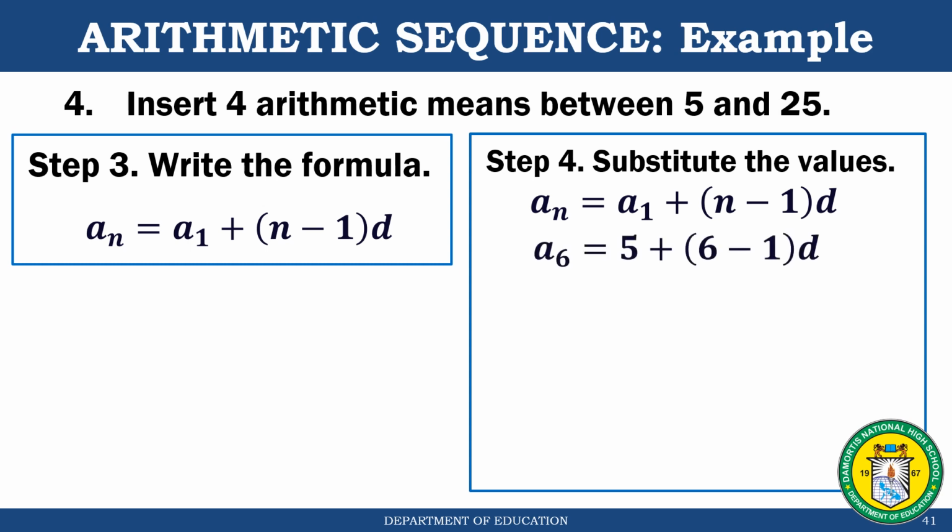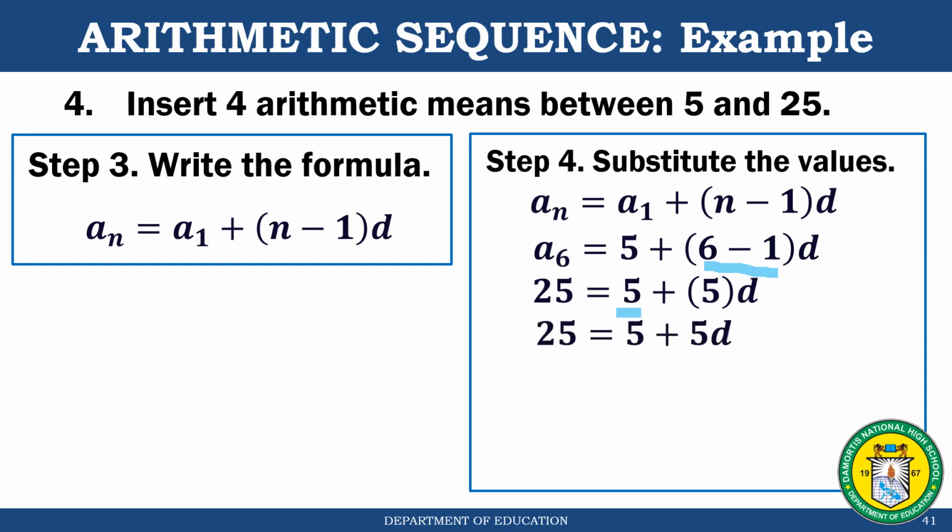So a sub 6 is equal to 5 plus 6 minus 1 times d. Then, we're going to simplify first what is being grouped. And that is 6 minus 1 will give you, okay, 5. Then, what are we going to do with 5 and d? So we multiply, the answer becomes 5d. What about 5? Okay, so 5 will be transposed to the other side of the equation. It becomes negative 5 is equal to 5d.